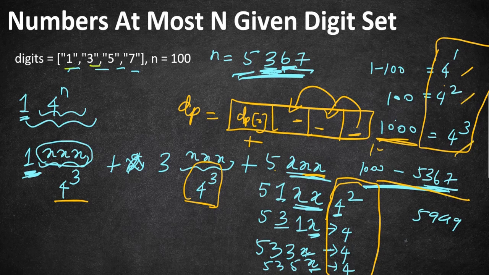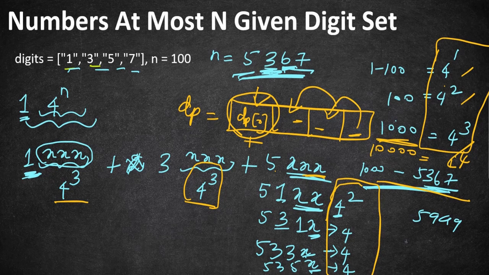If we have to calculate a 5-digit number, then simply we'll add all this plus 4 power 4, and that will be calculated and stored in DP of 0, and this will be returned as our output. So hope you're understanding this logic, and this algorithm is going to work in big O of log n time, because for each digit we are going to calculate the possible permutation of the count of numbers.